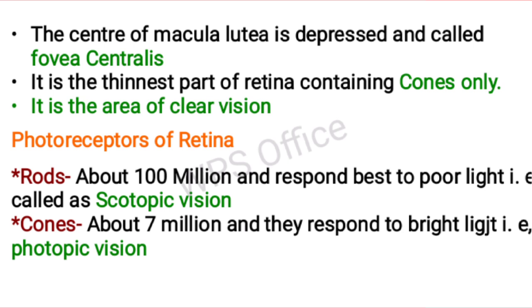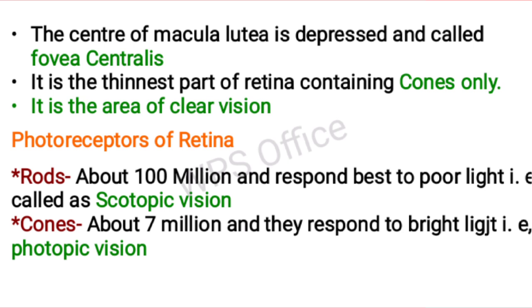So we know that cones are important cells for vision. That is photopic vision. It is the cones that help with vision in bright light. So this is the area of clear vision. So the macula lutea or yellow spot is very important, and the other name for the optic disc is the blind spot or physiological cup. And the photoreceptors of this retina are rods and cones.